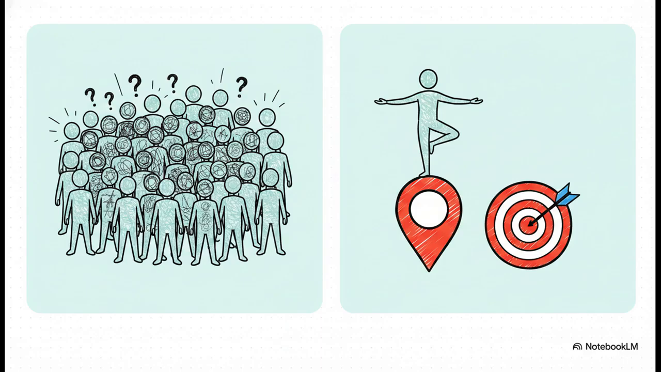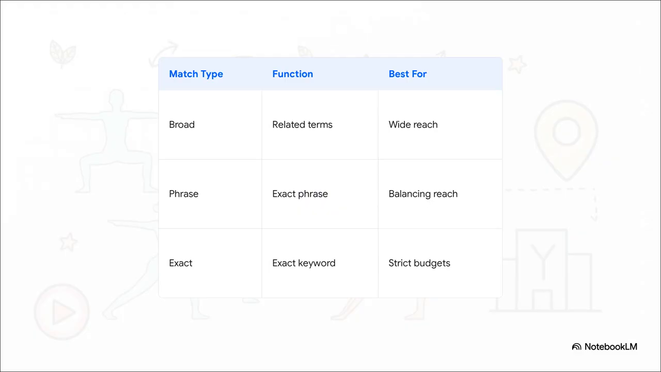On the flip side, look at the pinpoint accuracy of a long-tail keyword like Ashtanga Yoga Class Birmingham. Sure, they have less overall volume, but they deliver highly motivated students. The competition is way lower, which makes the clicks cheaper, and the user intent is exact. That person is ready to book that specific class in that specific city. Now, once you've picked your keywords, you have to tell Google how strictly it should follow them.